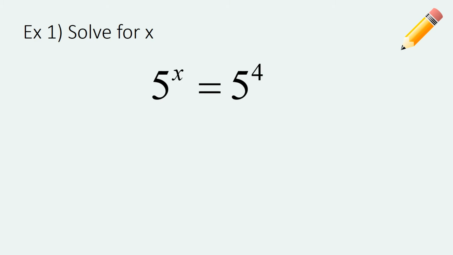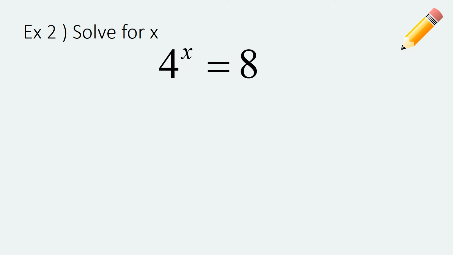Okay, so example number 1. We have 5 to the x is equal to 5 to the fourth. So remember the 2 steps, we need to get the same bases. Well, 5 and 5 are the same base already. And now all we have to do is set the exponents, like x and 4, equal to each other. Well, there's nothing left for me to do to solve. So in this example, x is equal to 4.